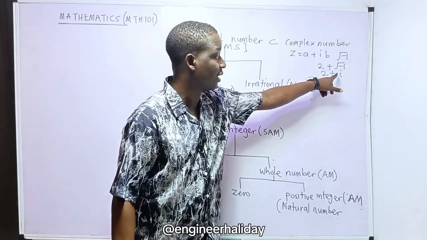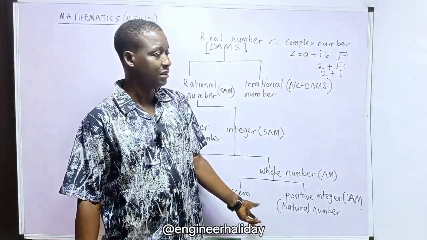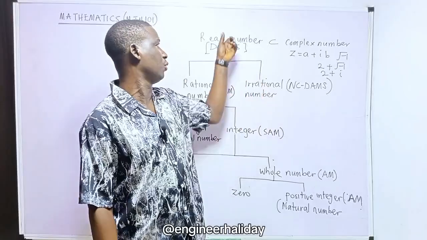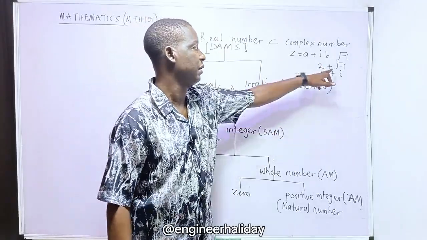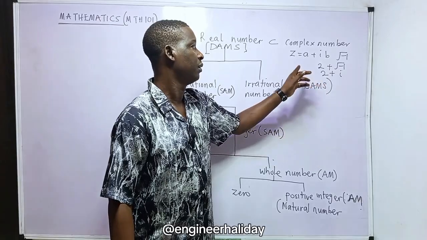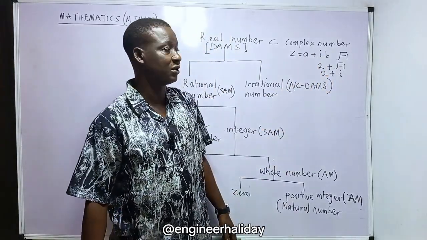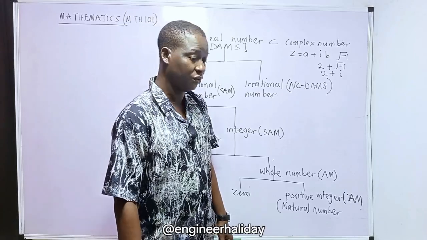So in that case, if you now see 2 plus i, what does the 2 represent? 2 is a natural number, which is all under real number. Then this one is a complex number. All together is a complex number. So that is just that.